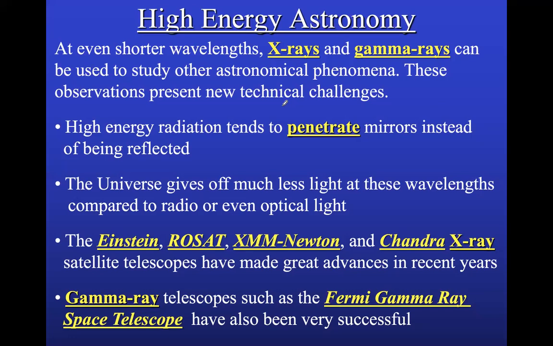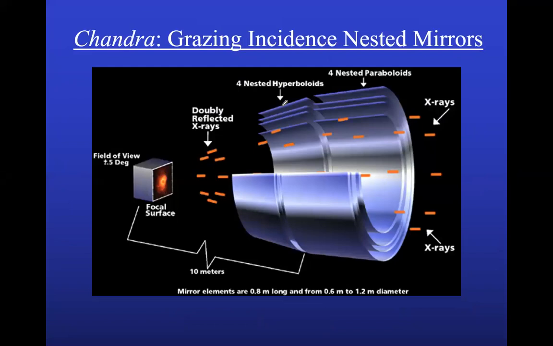Now the Einstein, ROSAT, XMM-Newton and Chandra X-ray are some of the examples of telescopes that work in this particular region, especially for X-ray observations. And for gamma ray observations, gamma ray telescopes such as the Fermi Gamma-ray Space Telescope is one of the very successful telescopes that we have right now. And this is some information about the Chandra X-ray telescope.